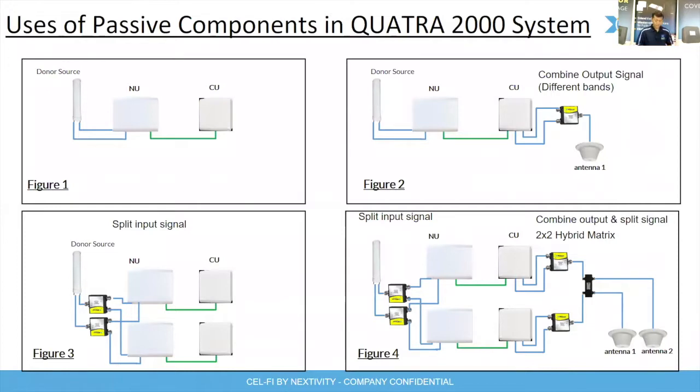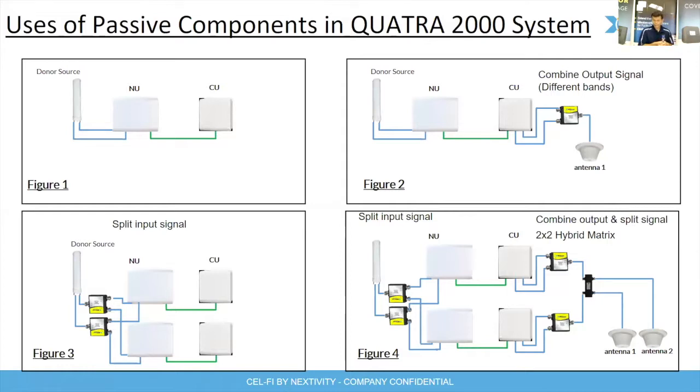How do I do that? That will be figure number 2. So figure number 2, again, we are going to use a two-way combiner. The output port of the CU, which is EXA and EXB, these two signals will actually be coming into the two-way combiner, and then the common output port of the two-way combiner will go to your external antenna, as seen in figure 2.